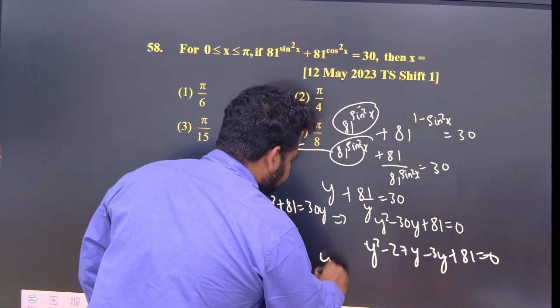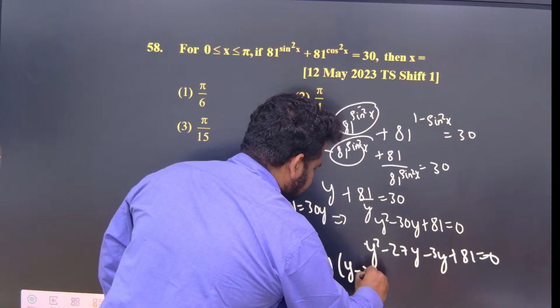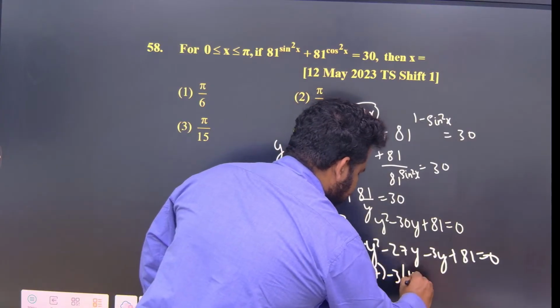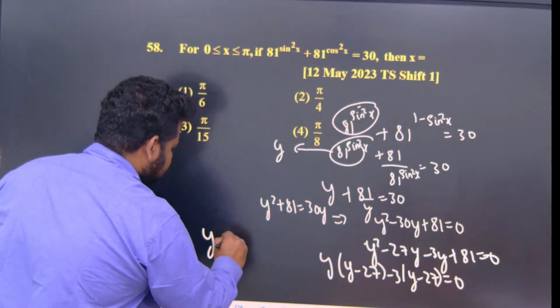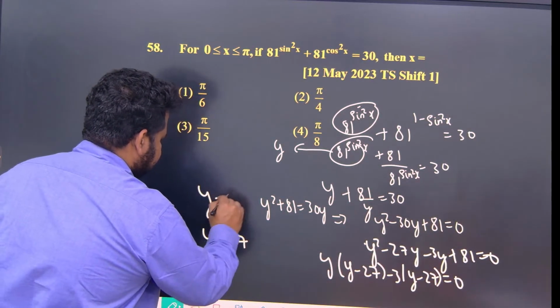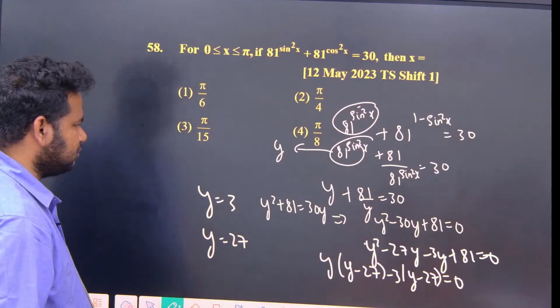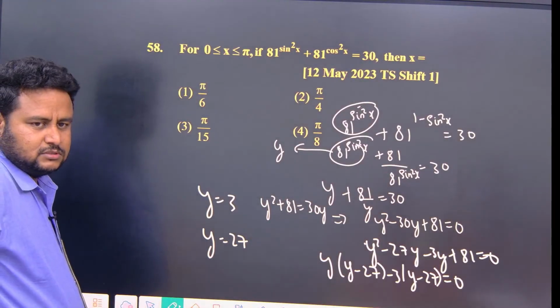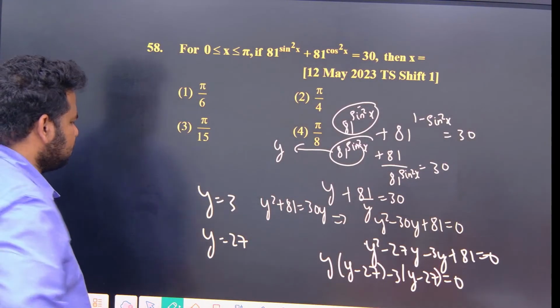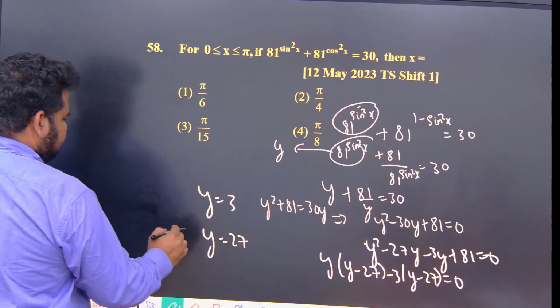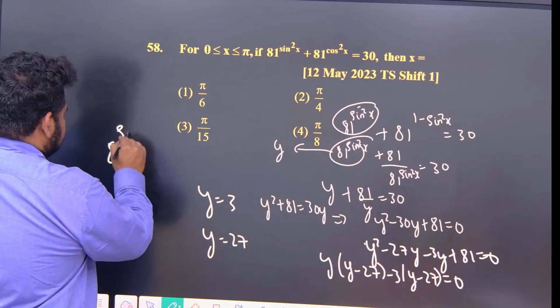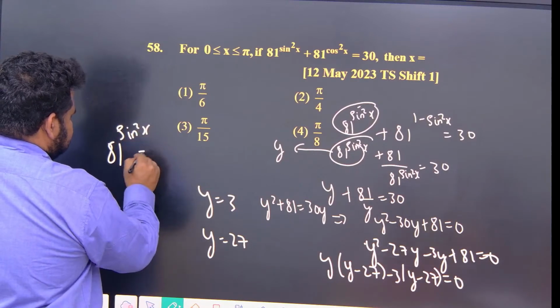So this will be y into y minus 27 minus 3 into y minus 27 is equal to 0. So we will have y is equal to 27 and y is equal to 3. But y is 81 to the power of sin square x. So let me take 27. So 81 to the power of sin square x is equal to what?